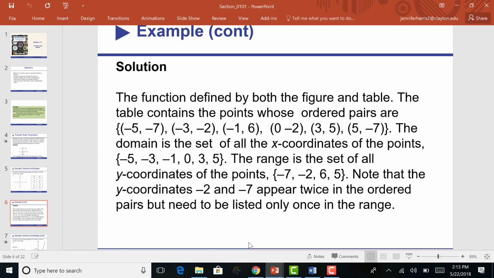So, if I asked you for this one and I said, what's the domain, you would say 1, 2, 3, 4. If I said, what's the range, you would say 10, 20, 30, 40. So homework will ask you to do the same thing.